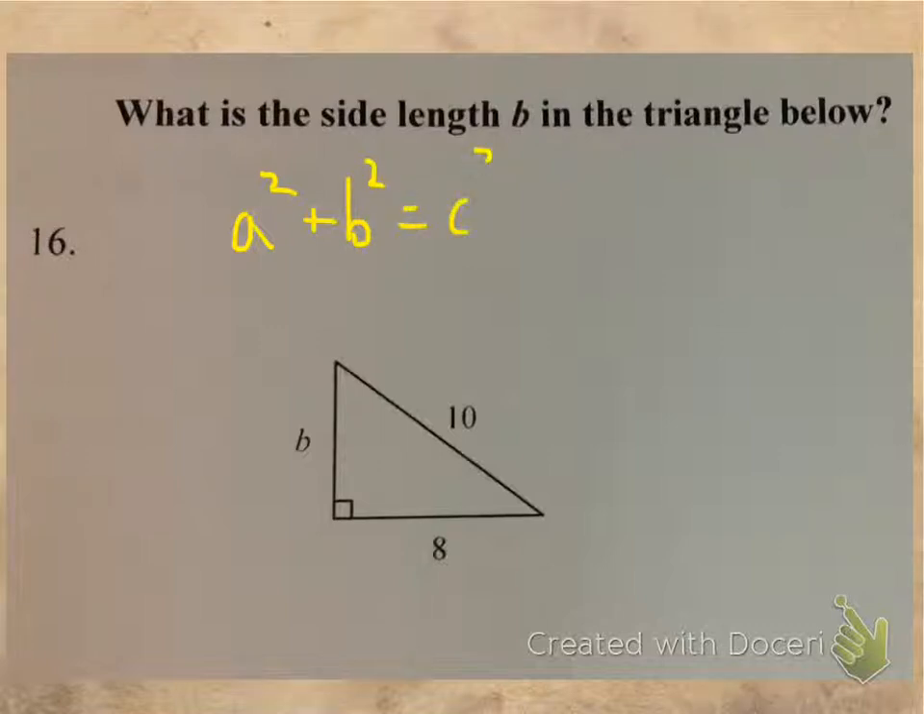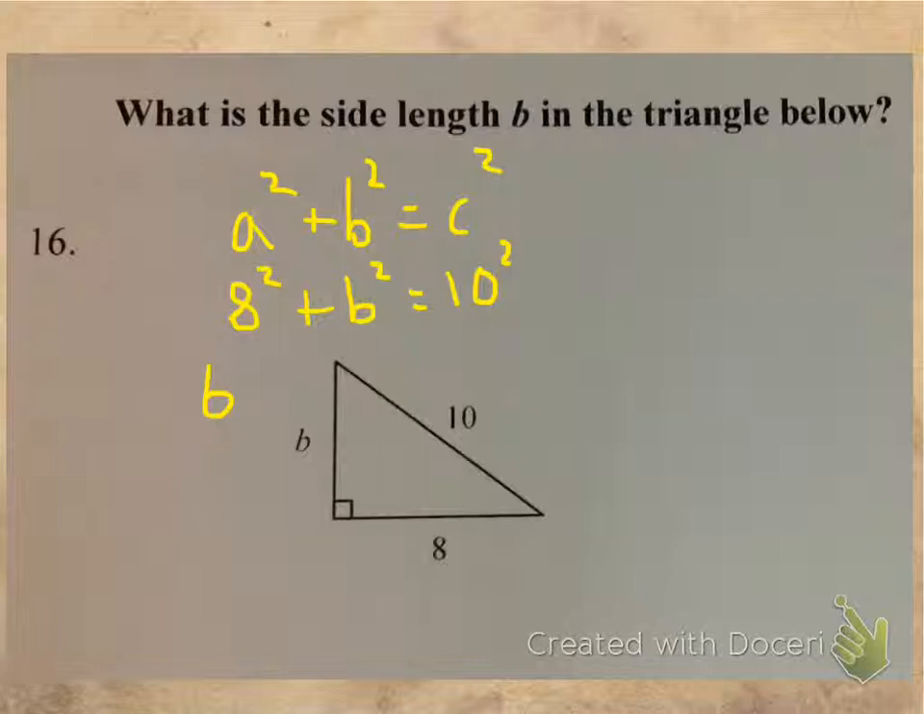A squared plus B squared equals C squared. The B value is not given, so the other leg we have to assume then is the A value, so the 8 that is given, and the longest side is the C value, so we plug 8 in for A, the B is still there, and we plug in 10 for C. So we have 8 squared plus B squared equals 10 squared.